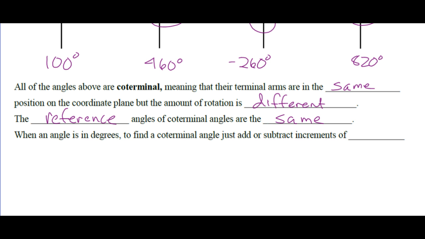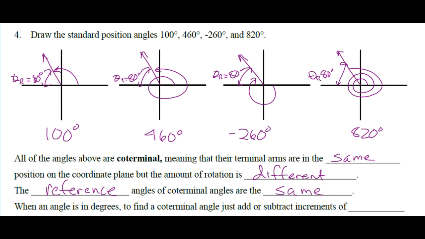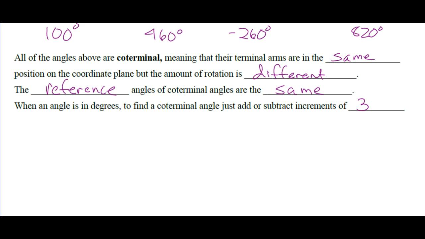When an angle's in degrees, to find a coterminal, what do you add or subtract? 360 degrees, right? So 460 is 100 plus 360. 100 minus 360 gives you negative 260, and so on. So add or subtract increments of 360 degrees. And what's 360? Just once around the circle, right? So if I'm here, and then I just go around 360 degrees, I'm back here again.